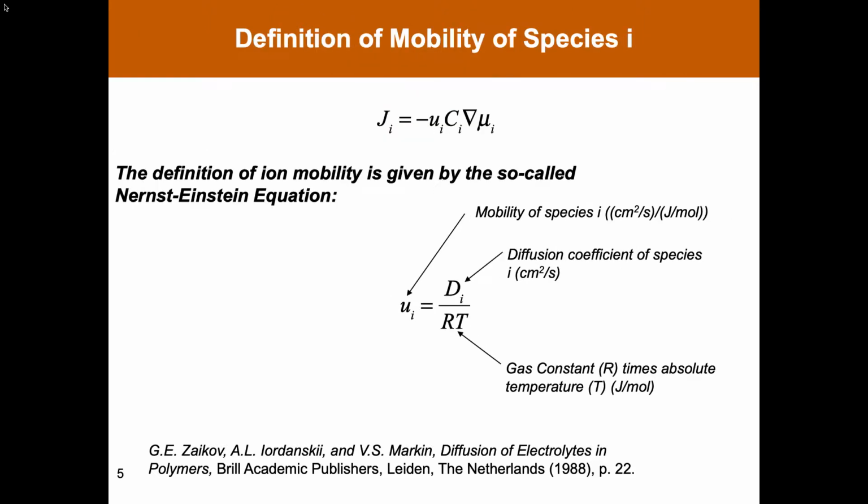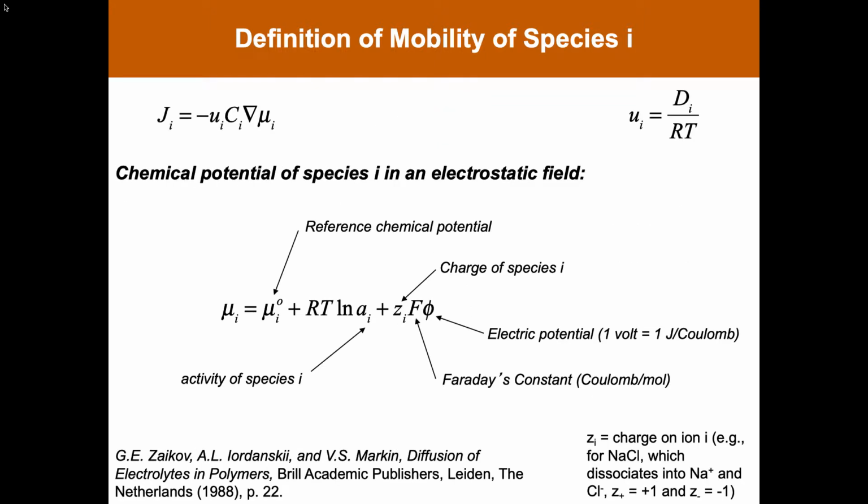You would recognize this in more of a Fick's law type formulation when we use the Nernst-Einstein equation to make the connection between the mobility of the species and its diffusion coefficient, and put that into this relationship, which we'll do here in a moment.